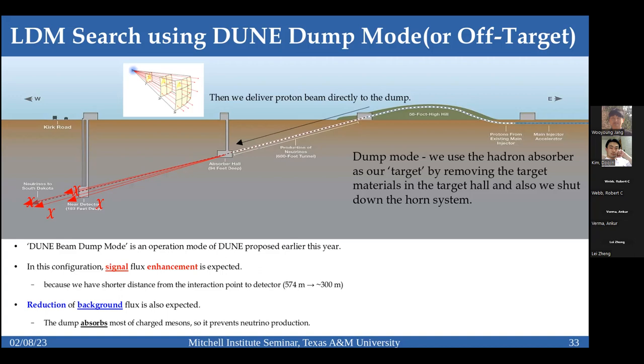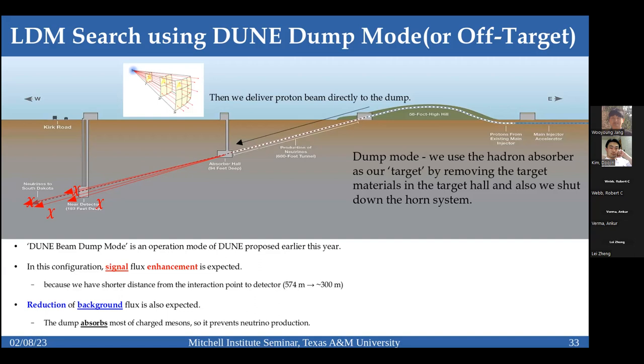But if the proton beam interacts with the absorber, then the distance between the detector and the source is much shorter, so we can expect an enhanced signal flux. And also the material of the absorber suppresses the production of charged pions. So it will also reduce the neutrino-induced background, which will give us a benefit for the BSM studies in the near detector.